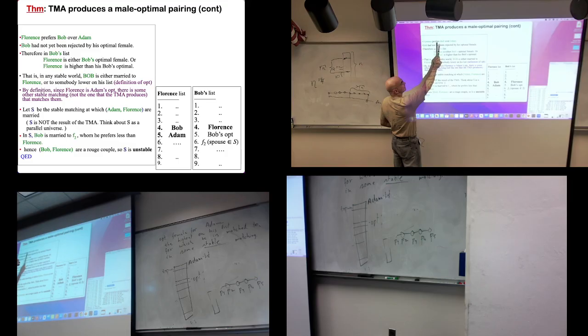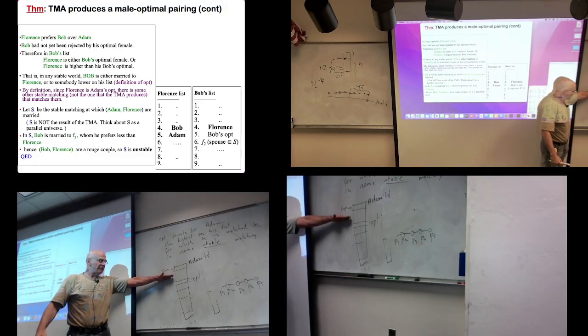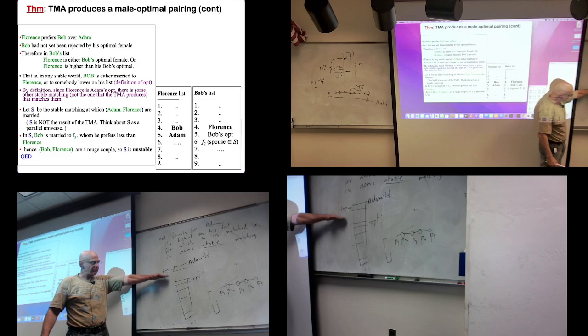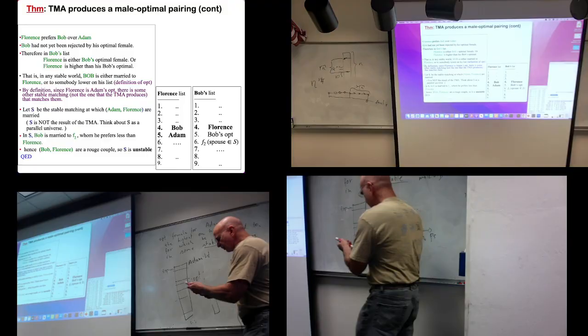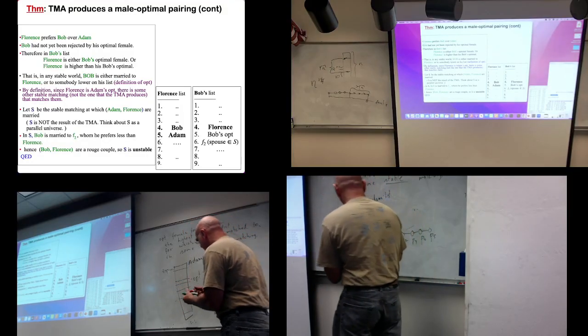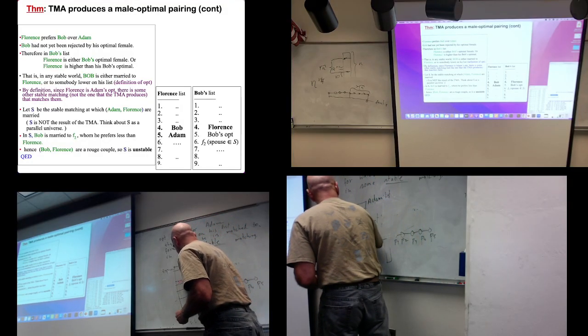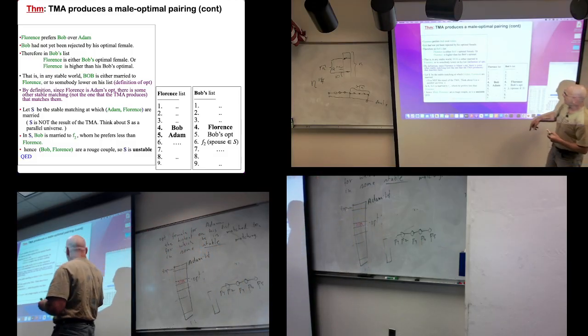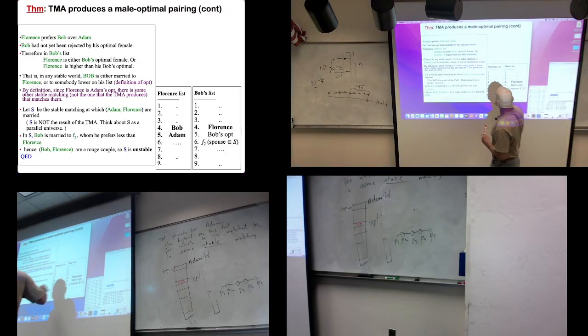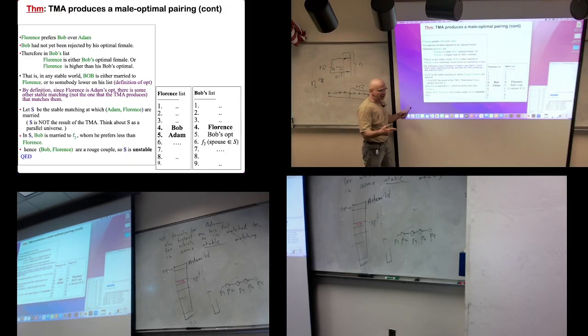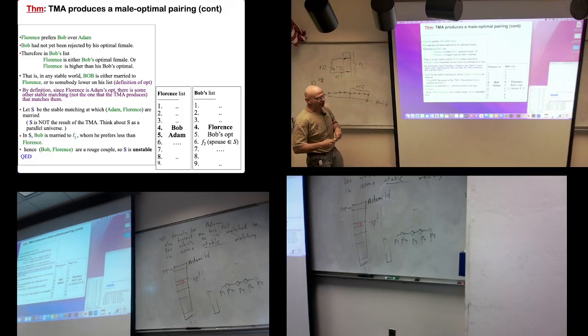Florence rejected Adam. Adam proposed to Florence and got rejected by her. The algorithm was: Adam goes down his list from his top preference, down, down, down, and Florence is his top. Nevertheless, Florence is his opt. Nevertheless, she rejected him, maybe for Bob. It doesn't mean that she'll eventually marry Bob, but she'll marry either Bob or somebody that she prefers even more, higher on her list.